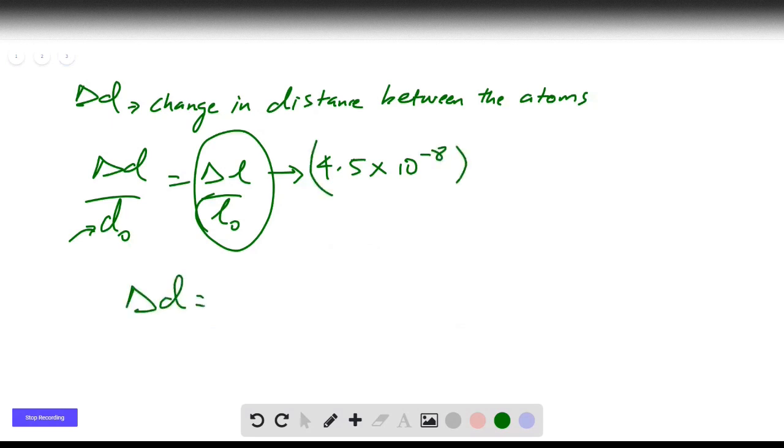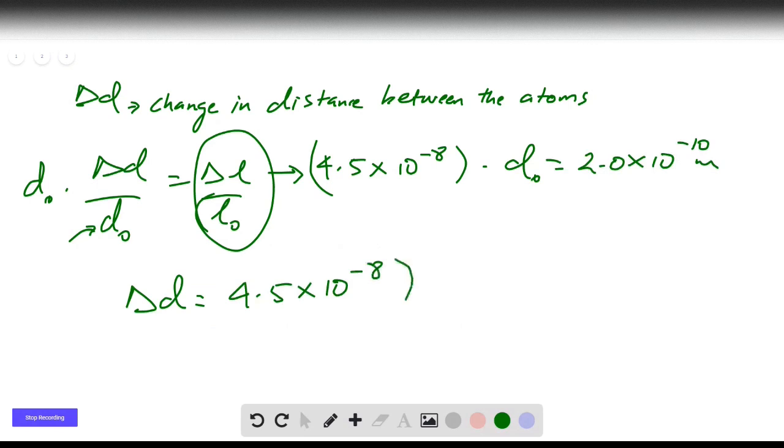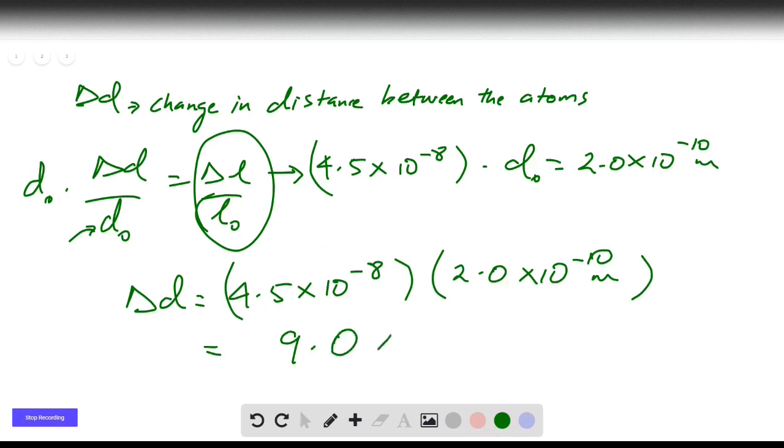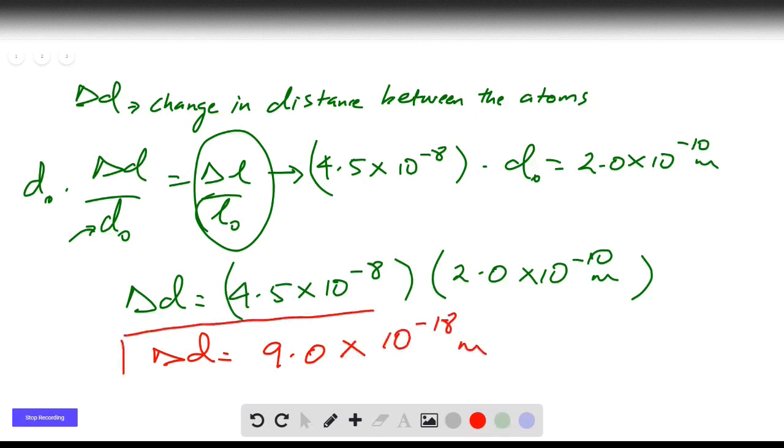And so if I want to get delta D, I have to multiply both sides by D naught, which is the original distance between the atoms, and that's given as 2.0 times 10 to the negative 10 meters. So delta D is 4.5 times 10 to the negative 8, and multiply that by 2.0 times 10 to the negative 10 meters. This ends up being 9.0 times 10 to the negative 18. So delta D becomes 9.0 times 10 to the negative 18 meters. That's your delta D.